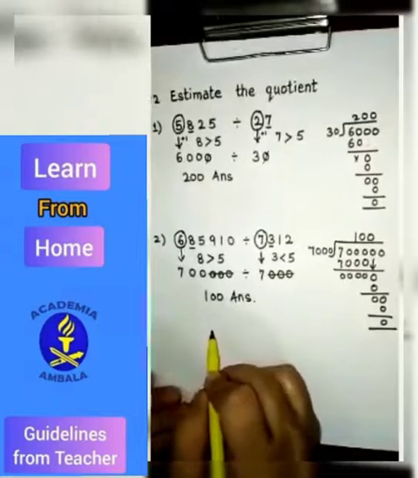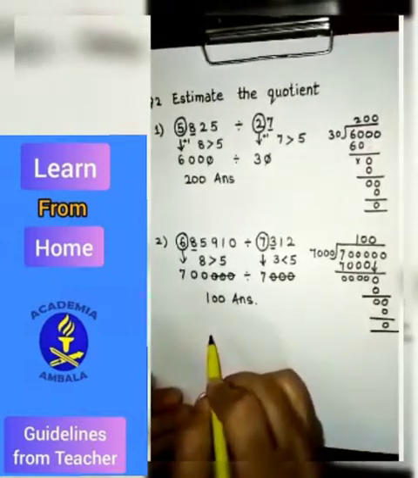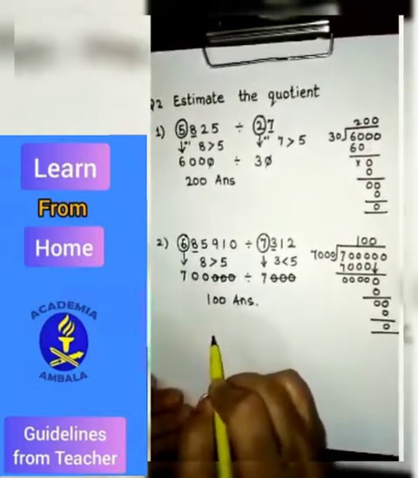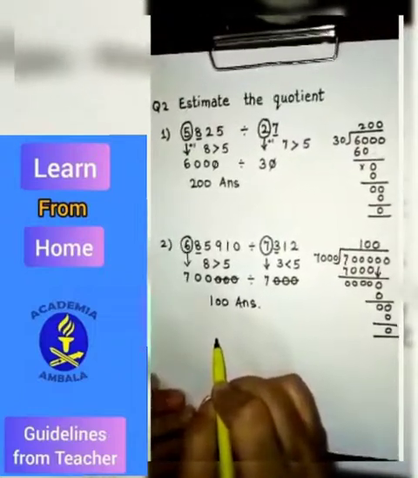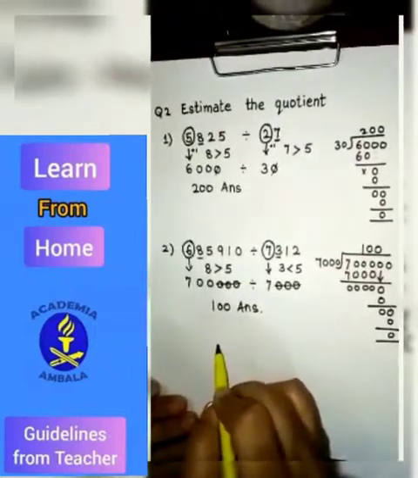So now you are through with the multiplication and division of the numbers by estimating them. So do it properly, nicely.